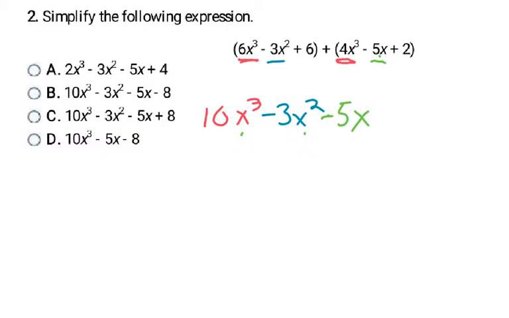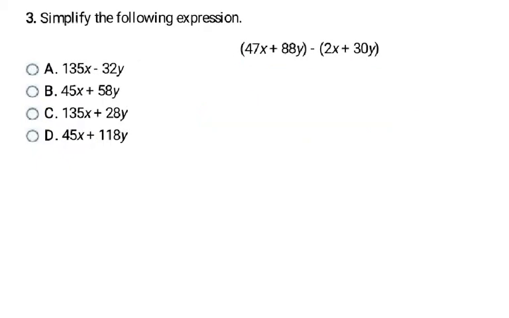And then my next one is I'm looking at my numbers, which is 6 and 2. 6 plus 2 is 8, which now I don't have any more like terms to combine, so my final answer is C. And so now we're looking at subtraction between the parentheses.